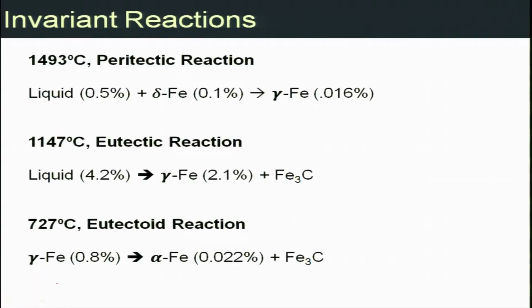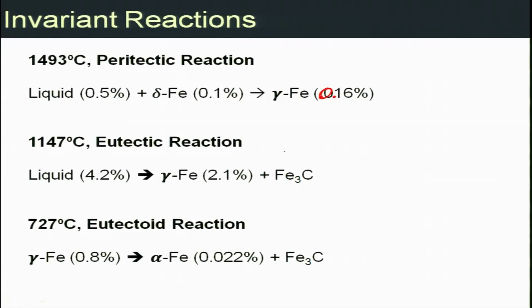So, there are three invariant reactions. At 1493 degrees centigrade, peritectic reaction occurs. Liquid of composition 0.5% and delta iron of composition 0.1% transform together to give gamma iron of composition 0.16%.